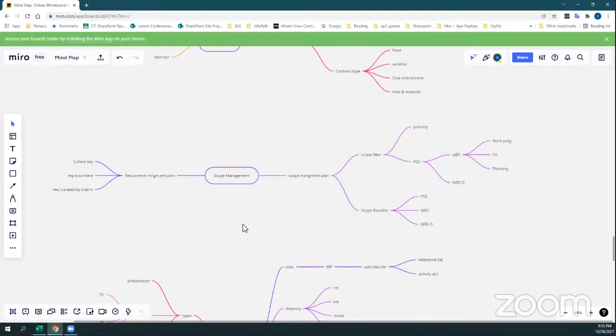So scope management, as we all know, is one of the key factors for us when we start any project. Scope management and the scope requirement plan are the two dimensions. In the scope management plan, we have the scope filter and scope baseline. The scope filter is based on priority. Then we have the PSS, then WBS and WBD. Under the WBS, we have work packages and planning activities. In the scope baseline, we have PSS, WBS, and WBD. Once we have all these details, we will do the baseline of the scope. Further, if there is any change in the scope, we will create a change request for the scope. Then I think we covered scope management. Then we will move on to the next.